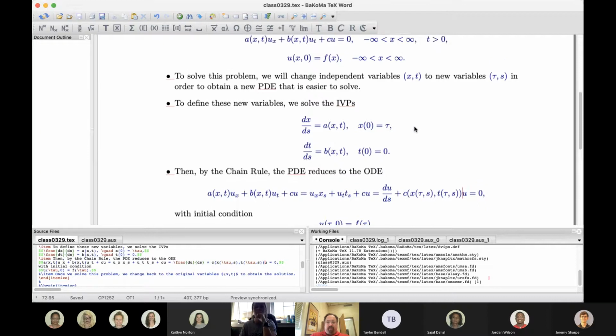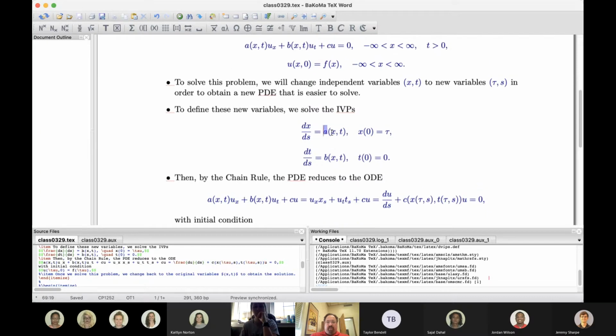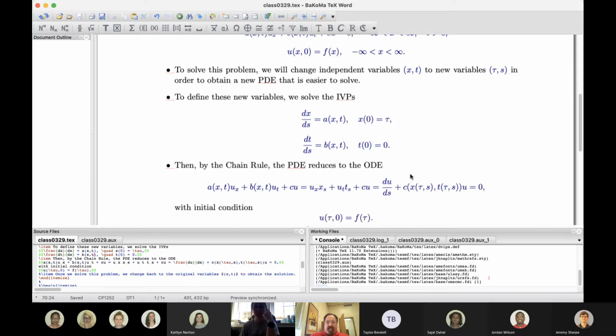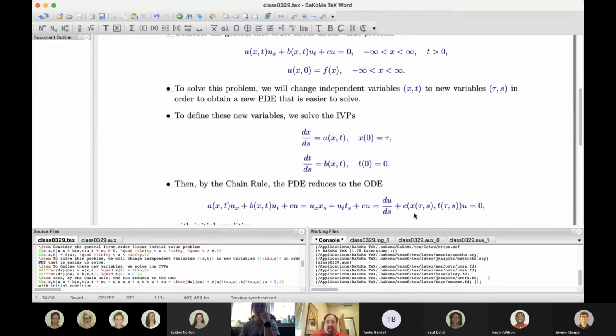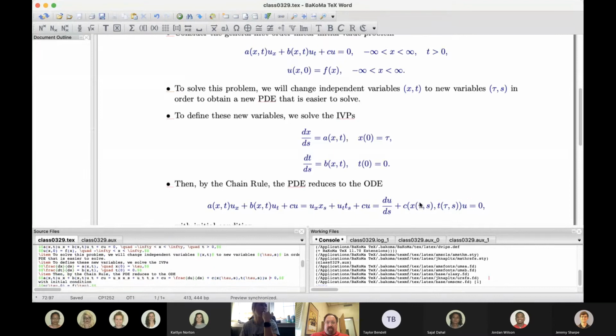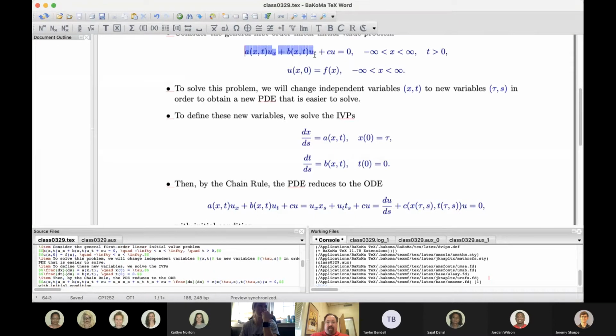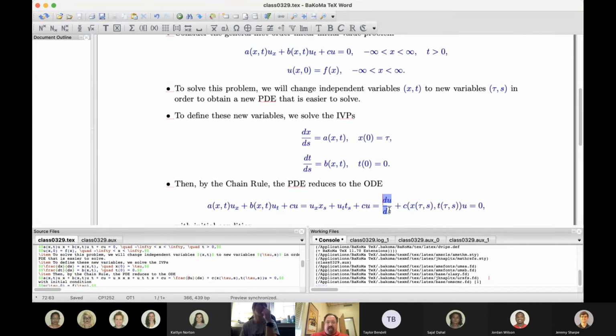So the way it always works for these problems, coefficient of ux goes here, coefficient of ut goes here. For a typical initial condition, tau is the initial value for x, 0 is the initial value for t. And then for your simplified PDE that's now an ODE, whatever other term we have here is included here. So it's this part of a PDE that gets condensed to du ds.